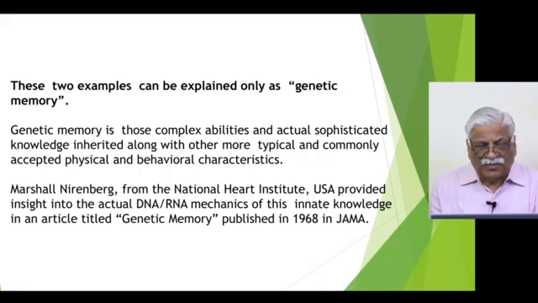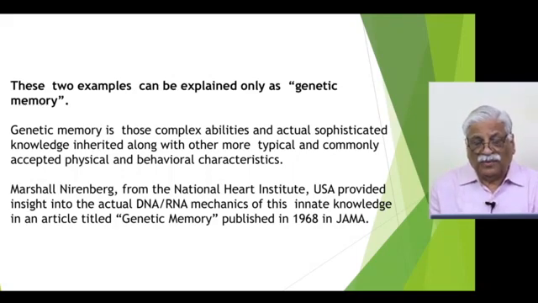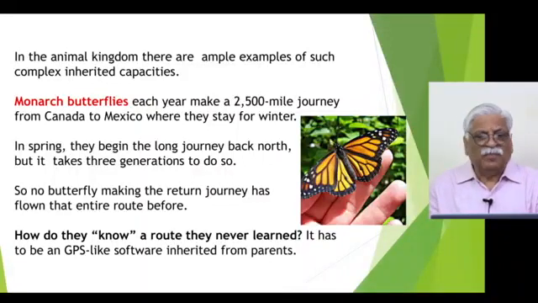A well-known scientist, Marshall Nirenberg, from the National Heart Institute, USA, who was also involved in first reporting the artificial gene along with Dr. Har Gobind Khorana, provided insight into the actual DNA and RNA mechanisms of this innate knowledge in an article published in a very famous journal called JAMA in 1968, titled Genetic Memory. There are very classical examples for this. In the animal kingdom, there are ample examples of such complex inherited capacities.